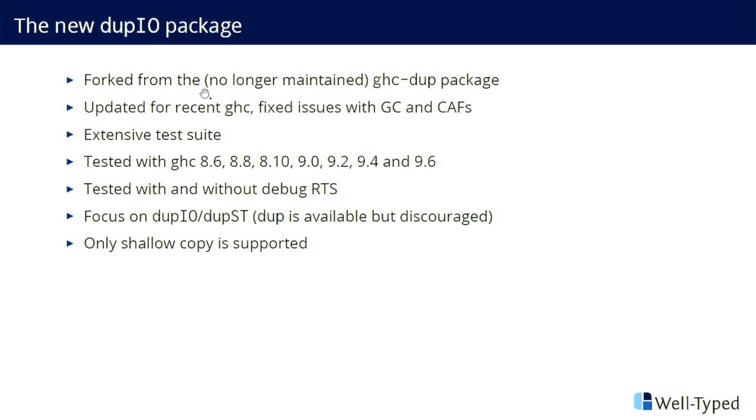There's a focus on dup.io, not dup, although dup is available, but I don't recommend it. Unlike the old package, it only supports shallow copying, right? So the old package also supported deep copying of graphs of objects. We don't support that at all.